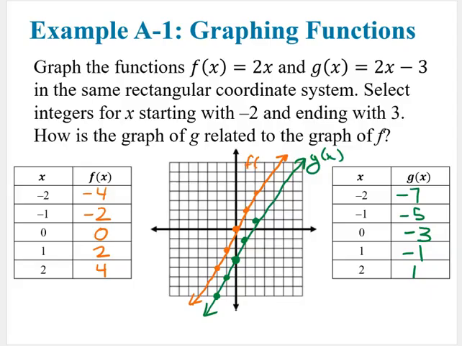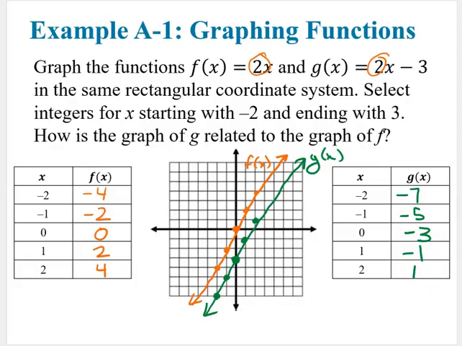Okay, so we've graphed both of the lines. Now it says, how is the graph of g related to the graph of f? So notice these two are parallel lines. They both have the same slope. Their slope is 2, and we can see that in both of the equations right here because they're both in slope-intercept form. And we know that if we took f of x and we shifted every point down 3 spots, that's what g of x would look like.